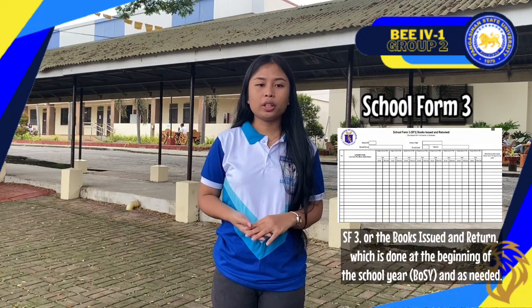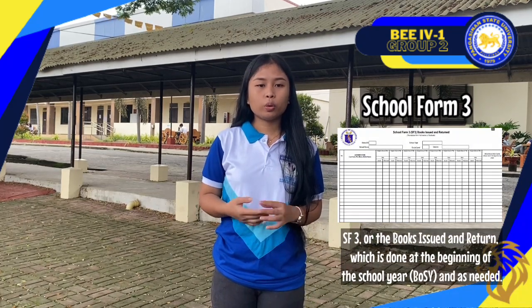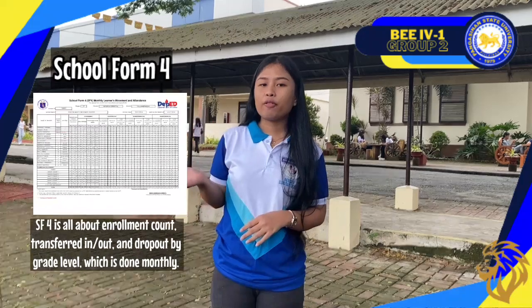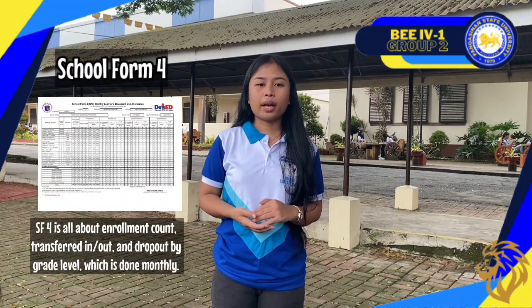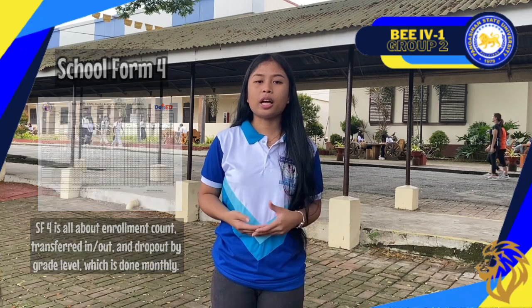The third is SF3, or the book issued and returned, which is done at the beginning of the school year and as needed. The SF4 is all about enrollment count, transferred in and out, and dropped out by grade level, which is done monthly.